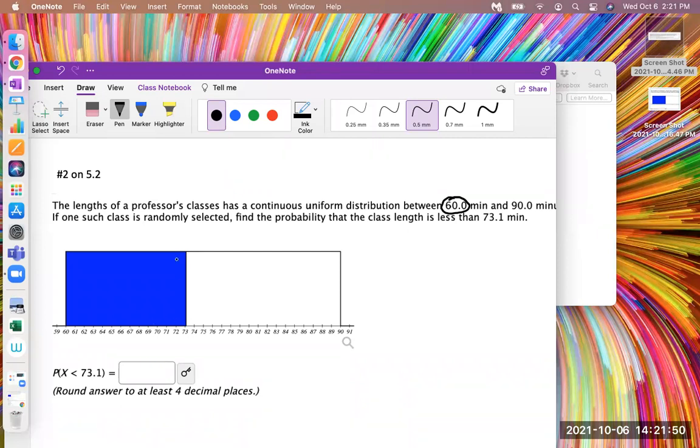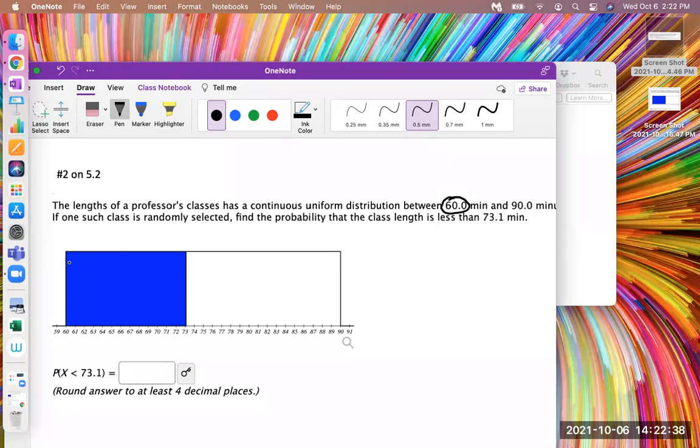Okay, so this is the region they're talking about. If they ask for the probability that the class length is less than 73.1, that means, since the class has to be at least 60 minutes, it's got to be between 60 and 73. Basically we have to add up the probability that it's 73 plus the probability that it's 72, or technically between 72 and 73, and so on. But like I said, they're trying to teach us here that the probability that it's going to be between 60 and 73 is simply the area under this curve.